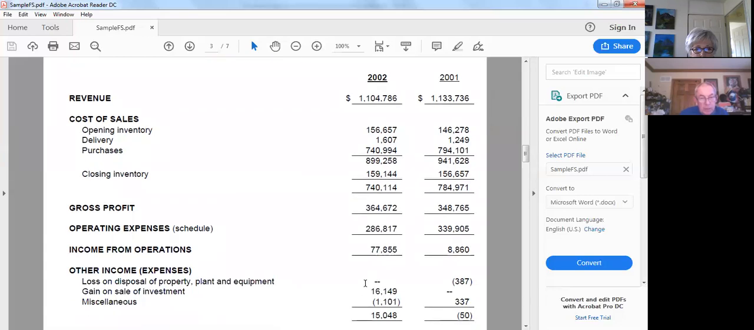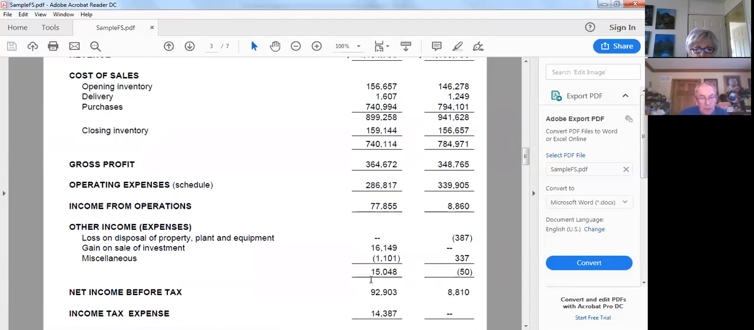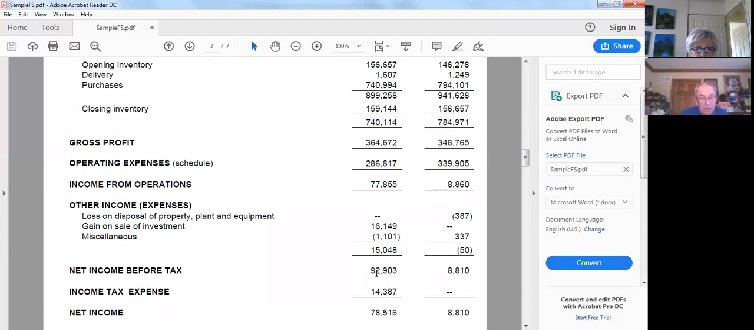Other income or expenses. This is where you would list things that are not part of the operation. So in this case, it would be if I dispose of plant, property, and equipment, if I sold off an investment, in which case they brought in $16,000. And miscellaneous can be any other things that they've come up with. So they've added $15,000 to their overall revenue. So their net income before they put down taxes is $92,000.